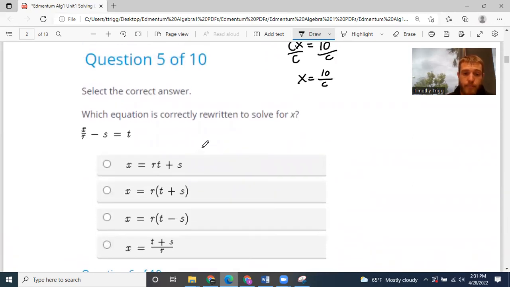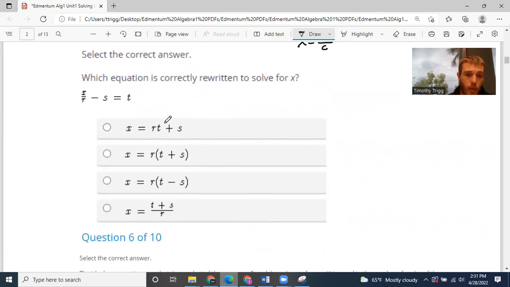Question 5. I want to solve for x once again. I want to get x by itself. You can see there's x over r minus s equals t. Well, my first step, I'm going to go ahead and add s to both sides of the equation, giving us x over r is t plus s. Notice I curl my t's so I don't confuse them with plus signs.